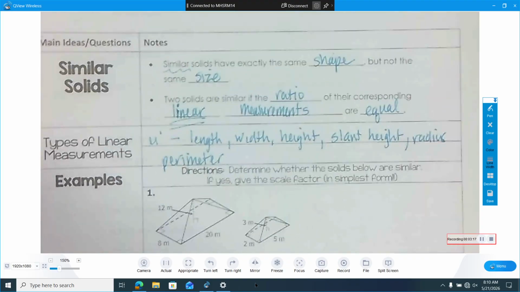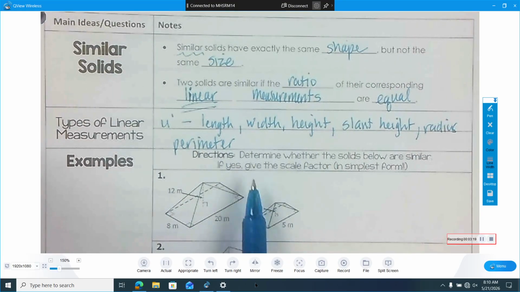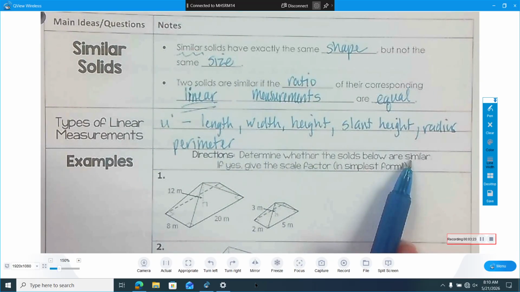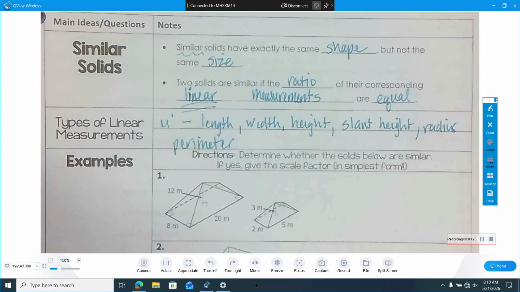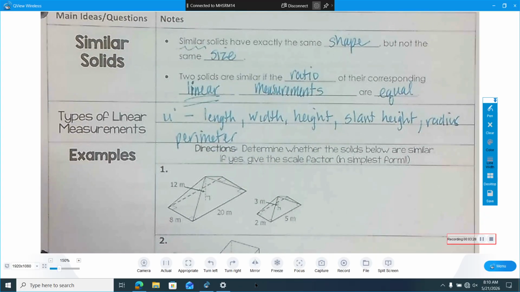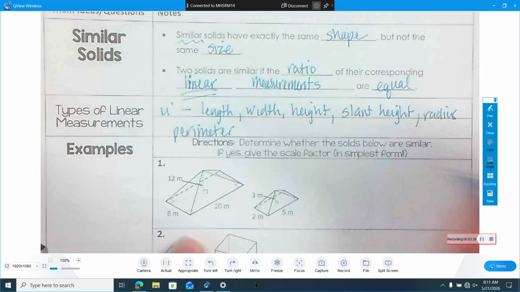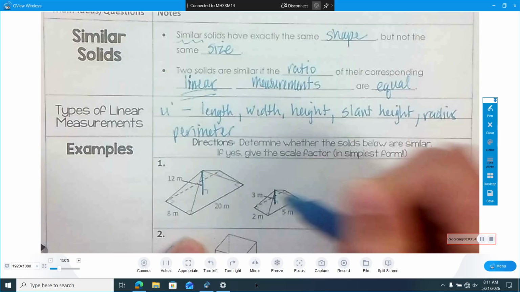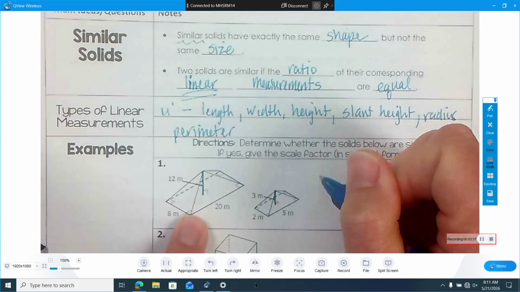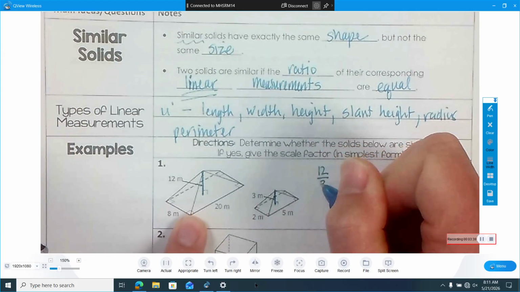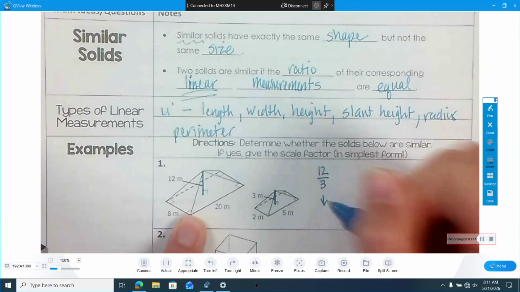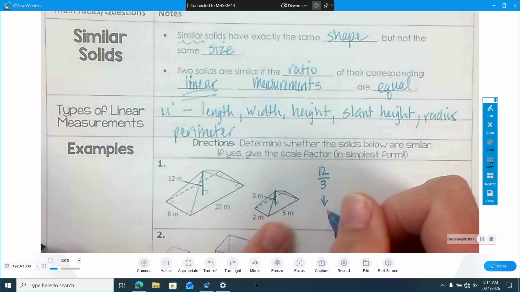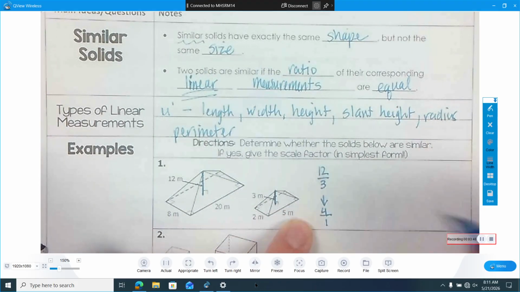So for this first set, determine whether the solids below are similar. To determine whether they're similar, I need to compare corresponding ratios. I'm going to start on number one with my height compared to my little height. That's 12 over 3, which reduces to 4 over 1. I am going to keep the over 1 part.